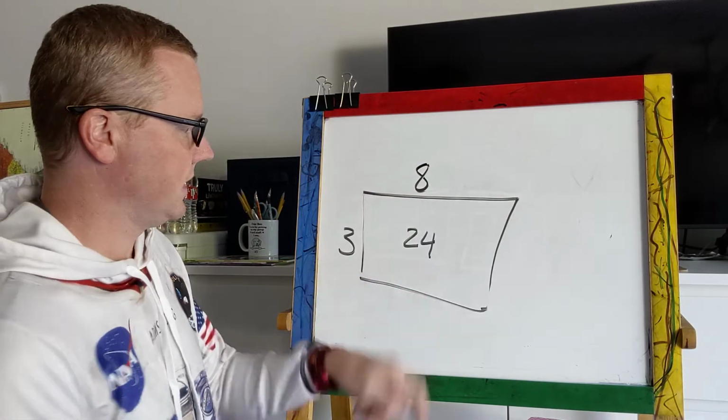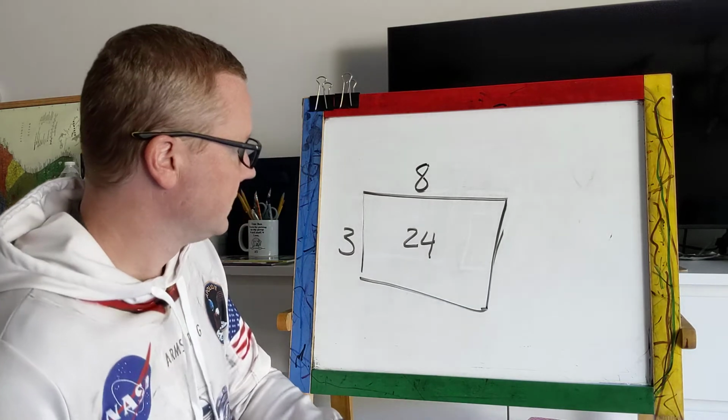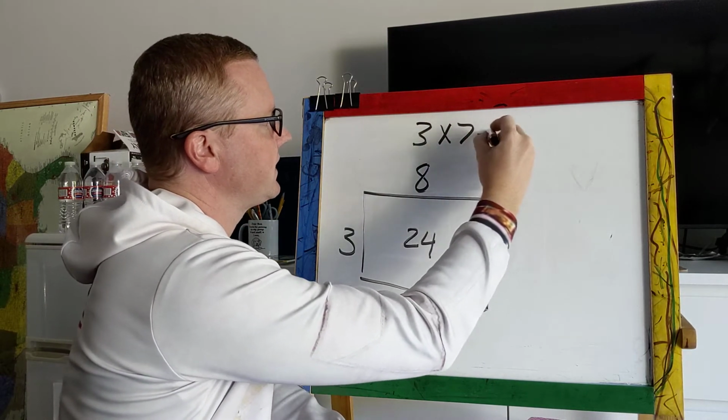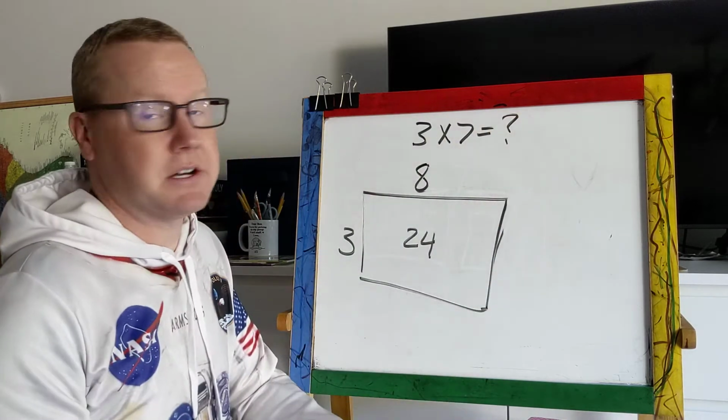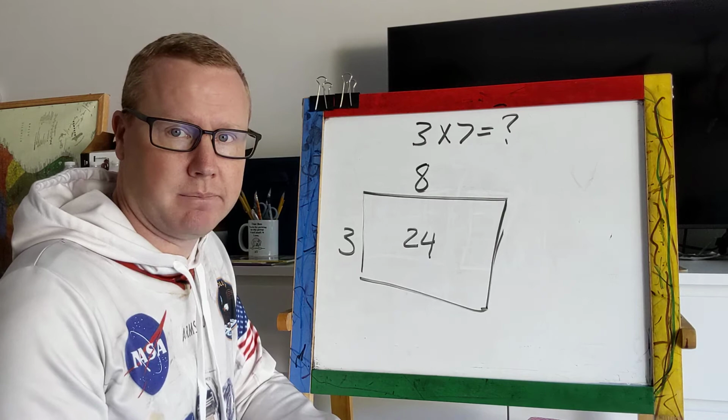3 times 8 is 24. What if I want to find this equation? 3 times 7 equals, I don't know. What can we do to our area model here?